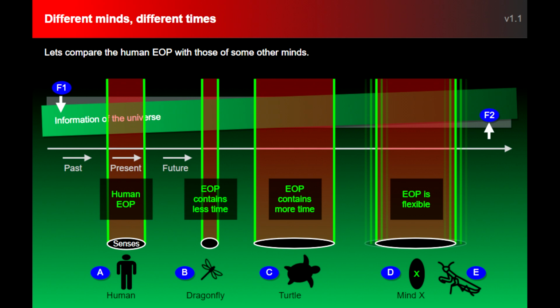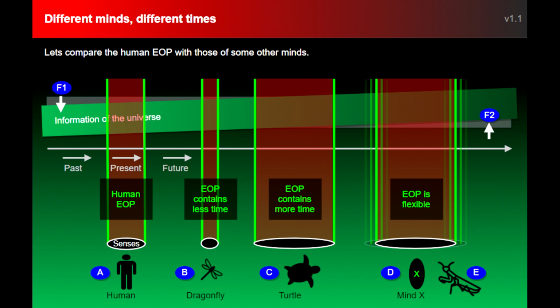C. Turtles, and other large animals with slow metabolic rates, experience time faster than us. Compared to them, we humans experience slow motion. If you've ever wondered what it's like to experience slow motion, wonder no more, you are living it right now.